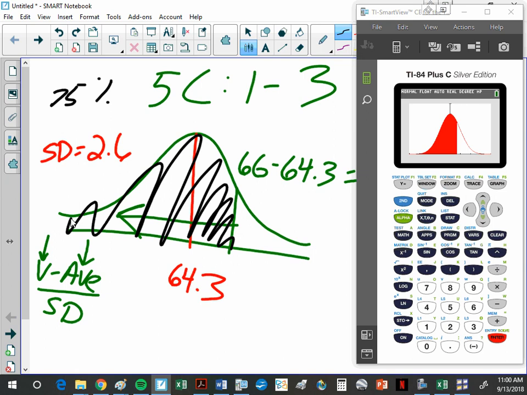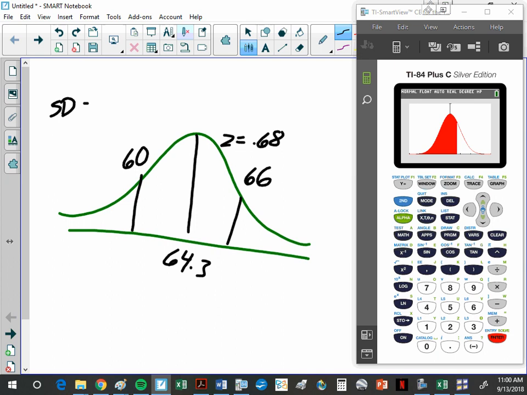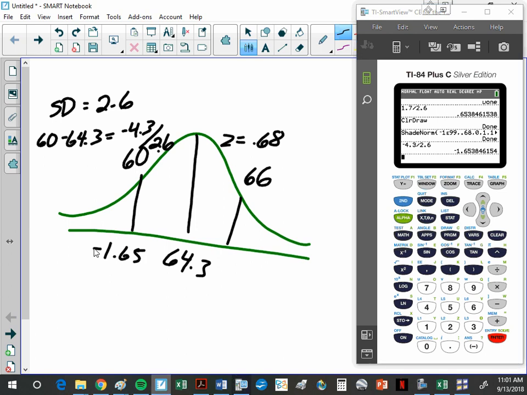Okay? All right, between 60 and 66. So the nice thing is I already know 66 is 0.68. That's my z-score, which is kind of nice. Now all I need is 60. And then this is 64.3, and my SD is 2.6. So I will do 60 minus 64.3, which is negative 4.3. Divide that by 2.6. And I get a z-score of negative 1.65.